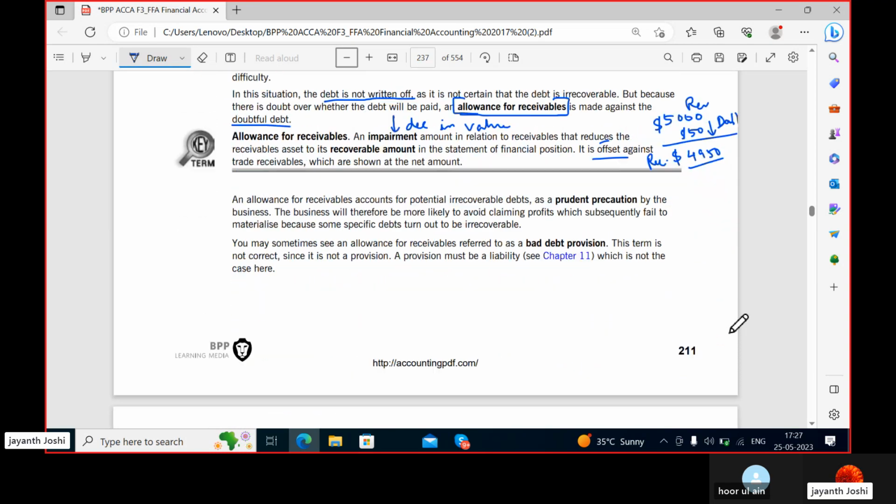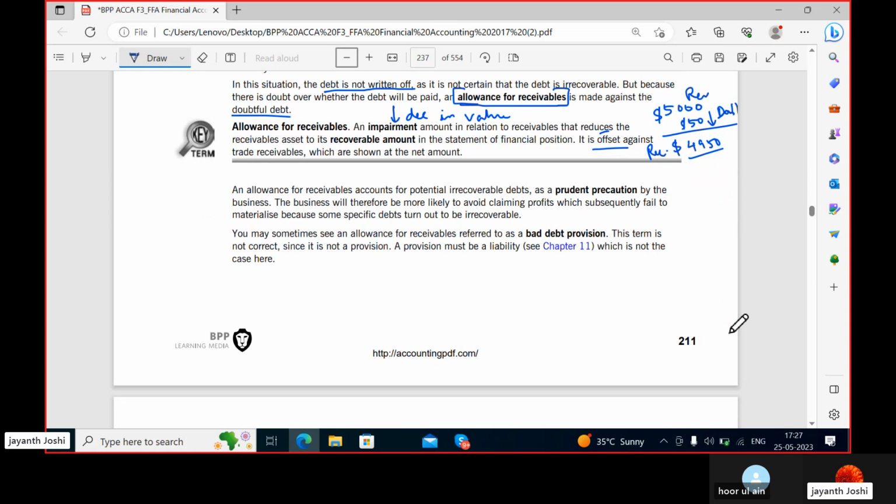Now, allowance for receivables for potential irrecoverable debts is shown as a prudent precaution. At the start of this lesson, I said we follow the prudence concept. That means according to accounting concepts, we can estimate the losses, but we can't estimate the profit. So as per prudence, we can decrease the value of receivables. So the business will therefore be more likely to avoid claiming profits which subsequently fail to materialize because some specific debts turn out to be irrecoverable.